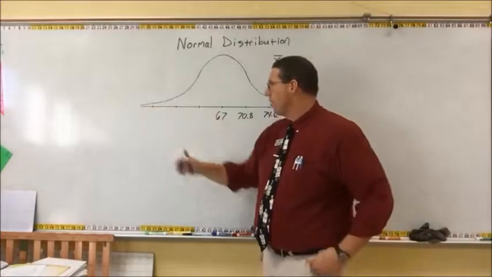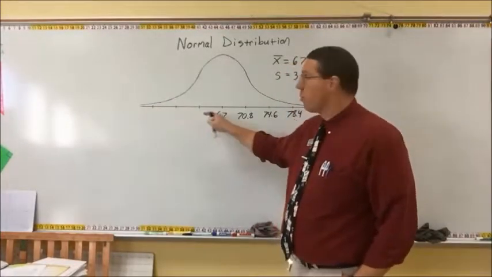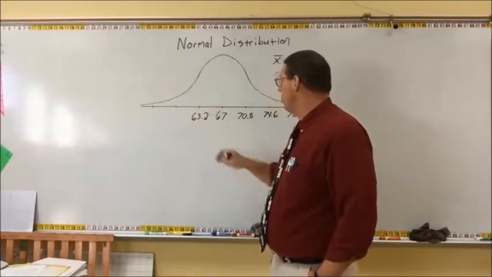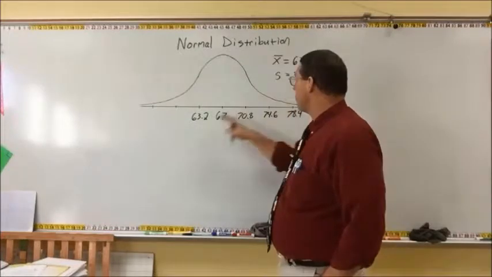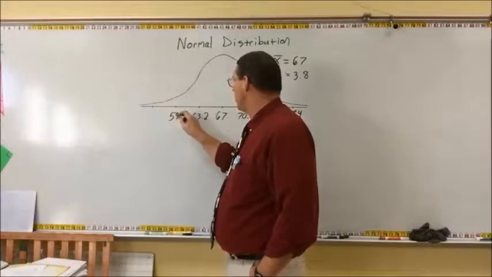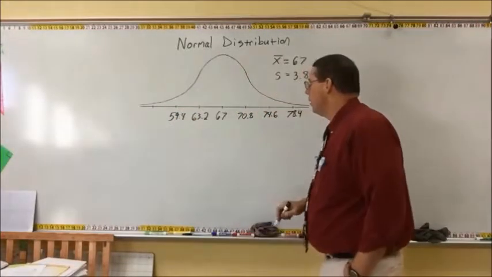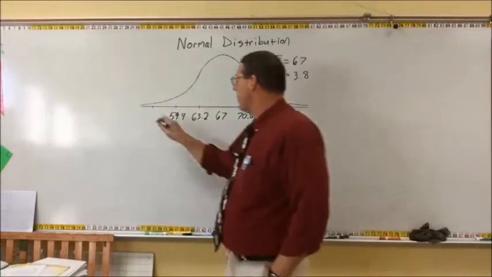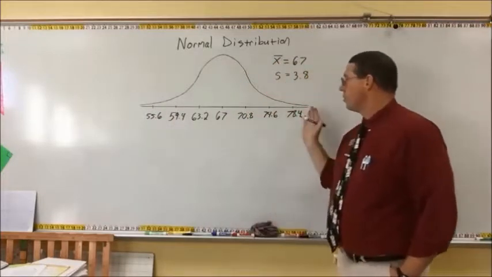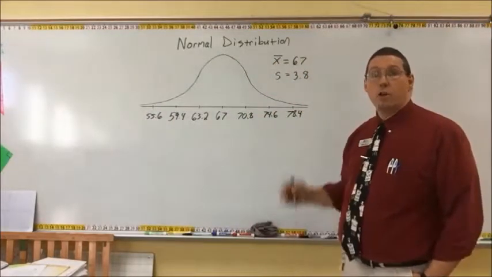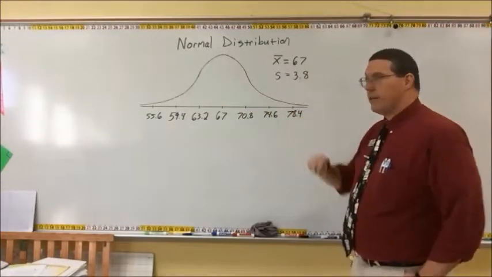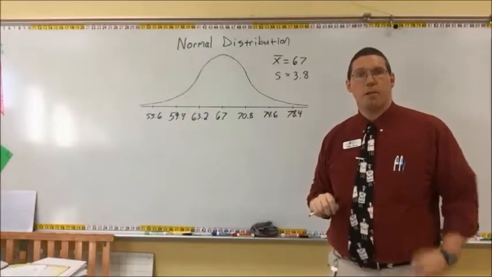Now for these 3 marks over here, minus 1 standard deviation, so we're going to go down by 3.8, so that's going to be 63.2. Then we're going to go down by 3.8 again, and that's going to be 59.4. And then we're going to go down by 3.8 again, and that's going to be 55.6. Okay? And so what you're looking at here now is the normal distribution curve where the mean is 67 and the standard deviation is 3.8. Okay? Let's do one more example.